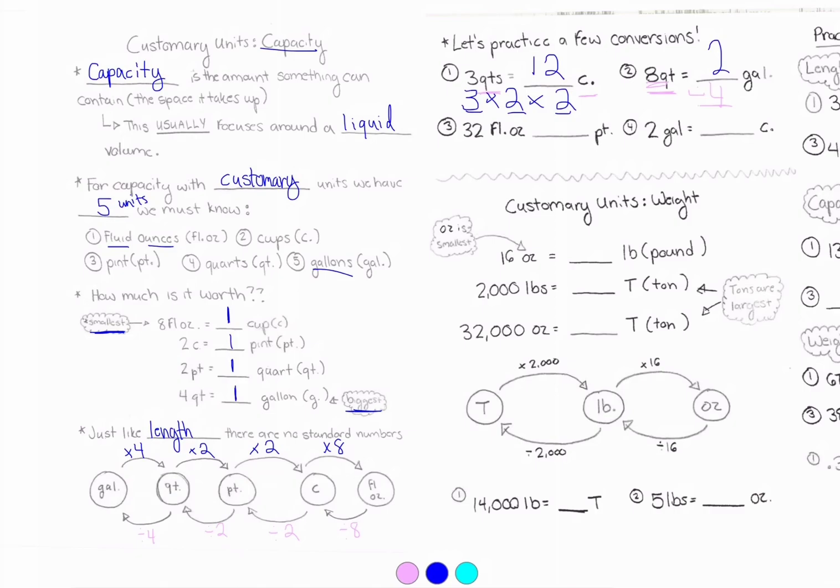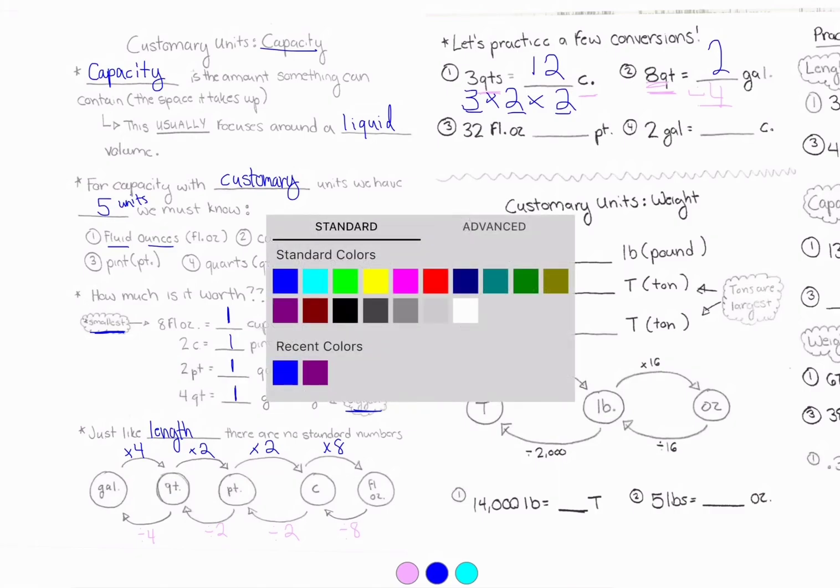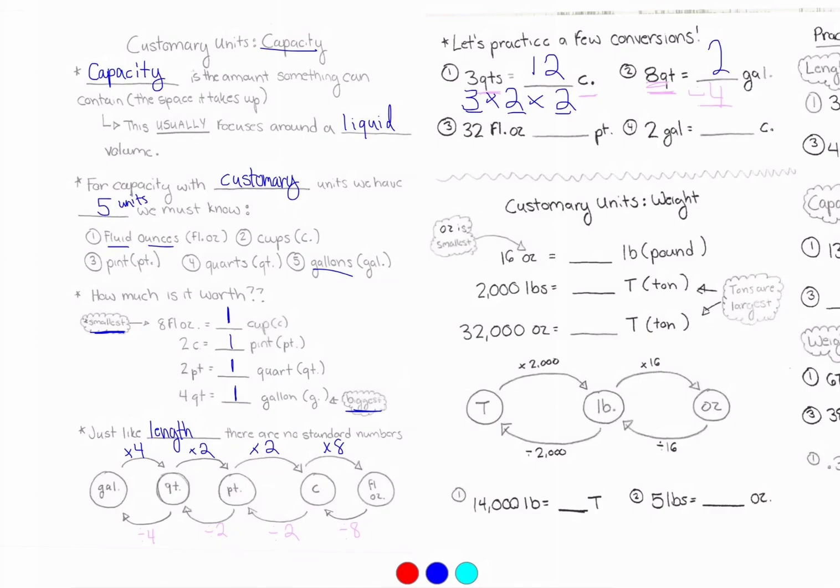Now that you're back, I'm assuming you at least tried it, or hopefully you tried it. So let's talk about what you're doing and which way you're going. I'm actually going to change this pink because I think it might have been confusing some students. I'll change it to red. So you're going from fluid ounces to pints.